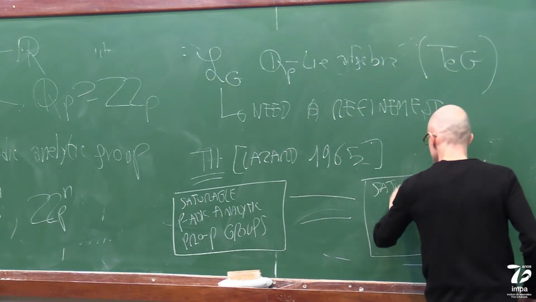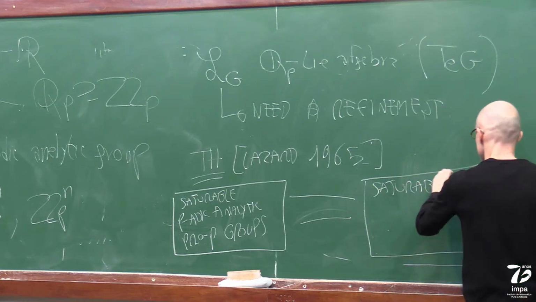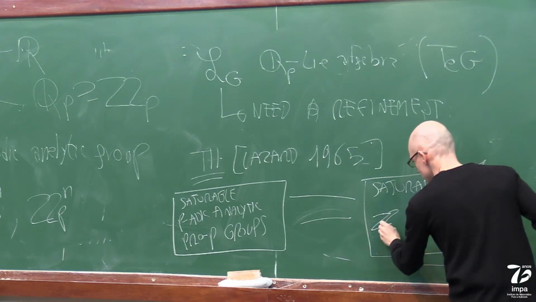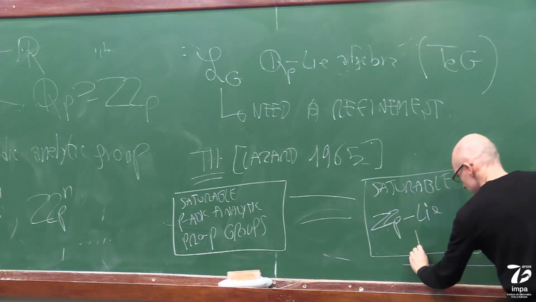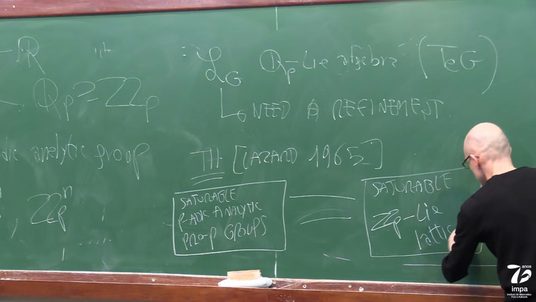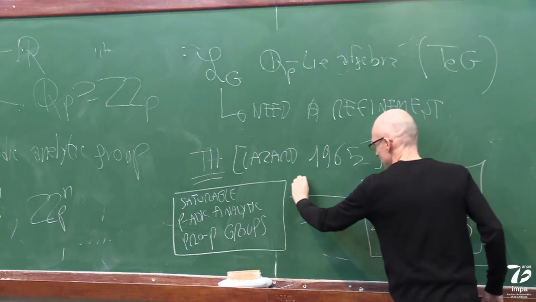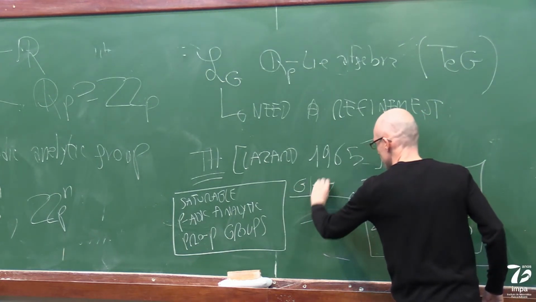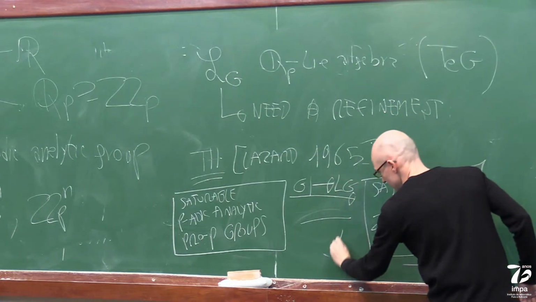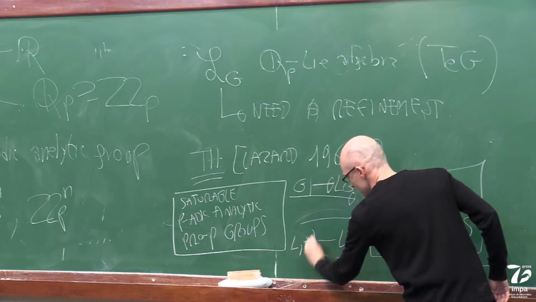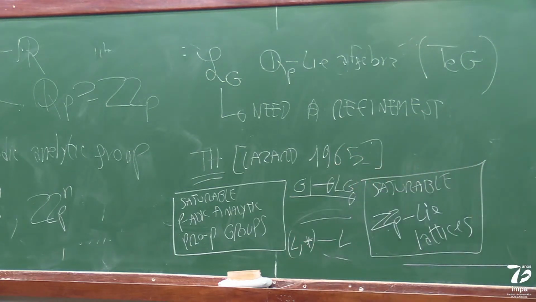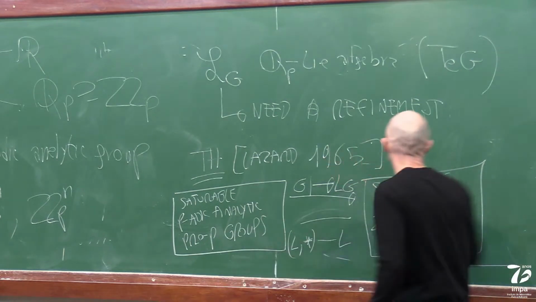saturable Z_p Lie lattices. I will call the map this way: to the group I associate L(G), and the other way around, to L I associate the pair L star. I have to define several things here.